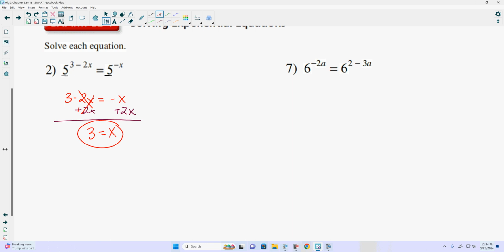6 to the negative 2a is equal to 6 to the 2 minus 3a. Since the bases are the same and we only have 1 on either side, it means that the exponents have to be equal. It means that our negative 2a has to equal 2 minus 3a. So we would add 3a to both sides. 3a minus 2a is just a. A is equal to 2. And the nice thing for these first few is that the solving after we set them equal to each other is kind of nice. We just move the 1 over and we're done.